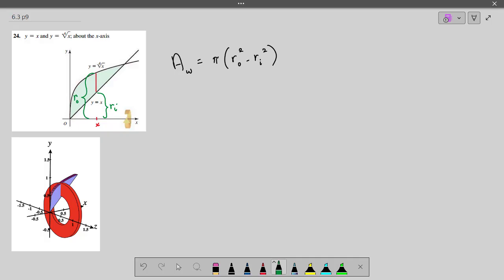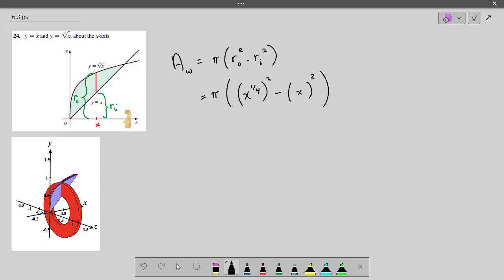Once again, we have these cues. We've got a vertical element at a random x, and the thickness of that rectangle is dx. So we know we're integrating with respect to x, which tells us we need to replace both radii with expressions in x. There can't be any y's in there. Everything has to be x's. So our area as a function of x: the outer radius is x to the 1/4, and that is squared, minus the inner radius, which is x, also squared. So that's r sub o squared minus r sub I squared.